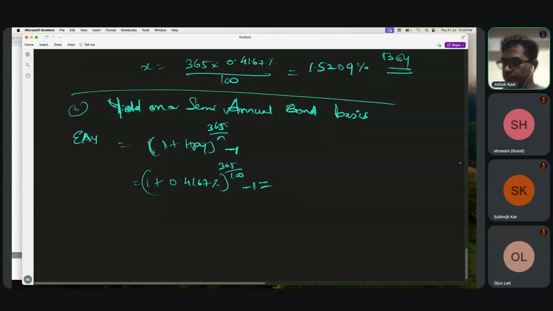How much is it coming to? So it is 1.5293. Okay. Now for the yield on a semi-annual bond basis, first I'm just doing this mechanically. Then I will tell you what it means.